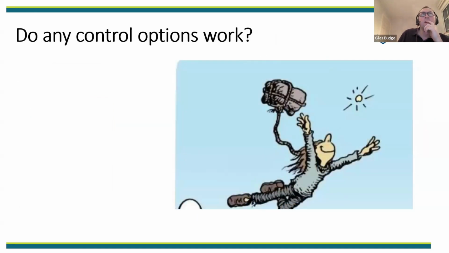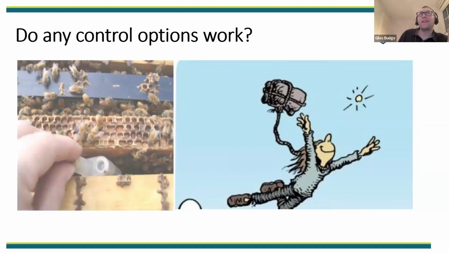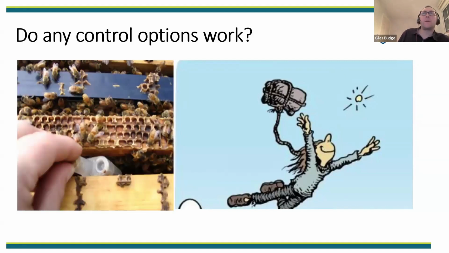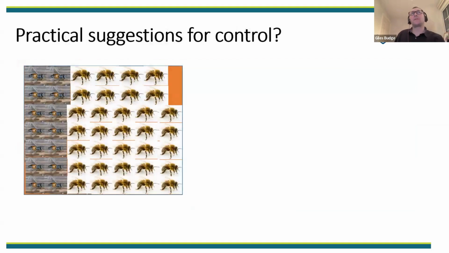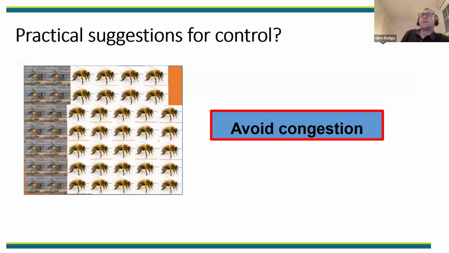So control options, I'll whiz through these. I'm not going to mention this slide, but queen replacement, I've got no evidence that that works. This idea of doing a shook swarm, I've got no evidence that that works. Practical suggestions for control: this work from Bailey suggests that you avoid congestion. You don't want your colonies too congested. I think that's still valid.